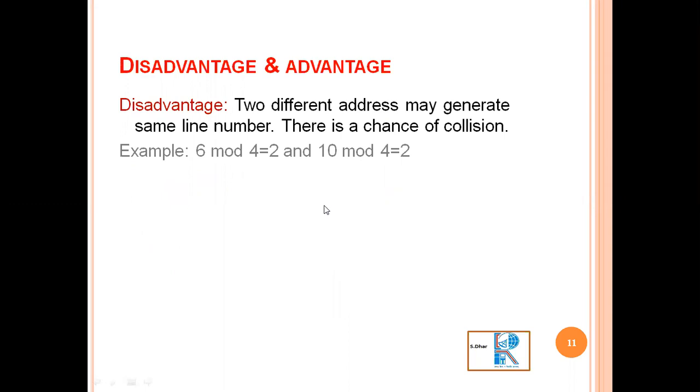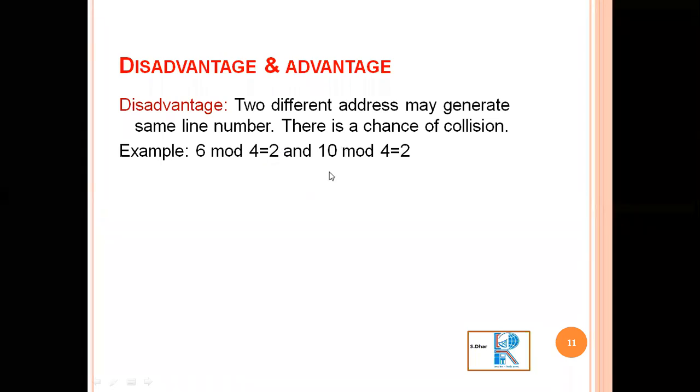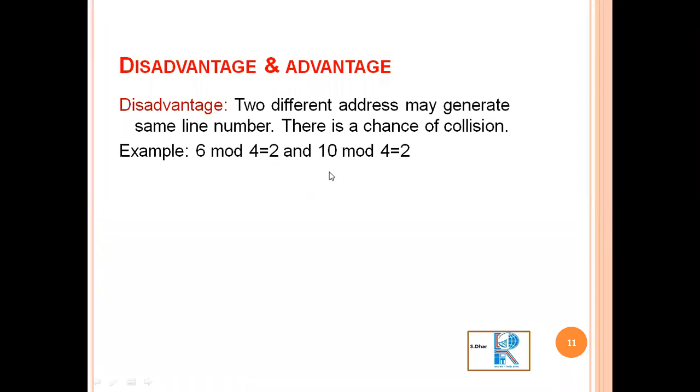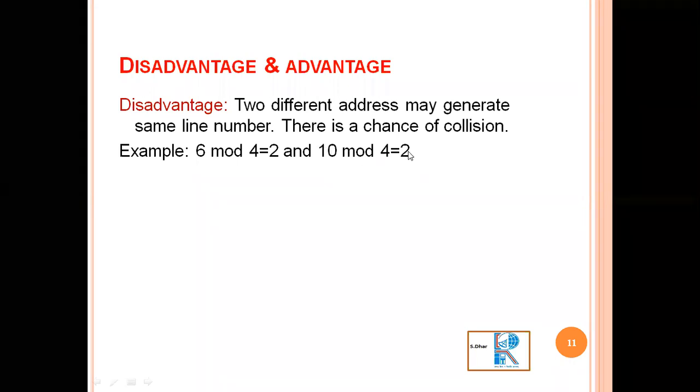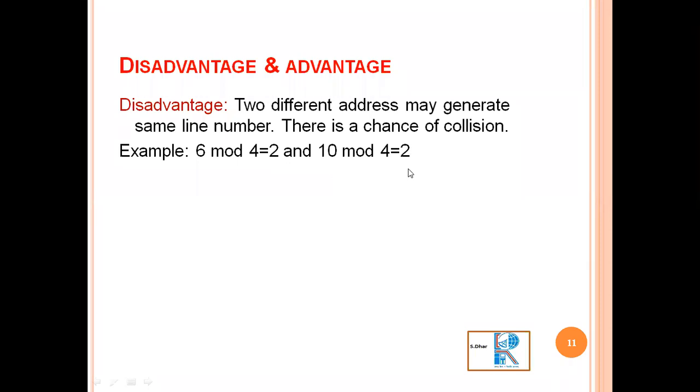What is the problem? See here, disadvantage is that 2 or more block addresses may generate the same line address. Example, suppose first block address is 6, number of the lines is 4, 6 mod 4, line address will be generated 2. Again, suppose after some time, another block address is generated, that is 10. So what is the line address? 10 mod 4, it is again 2. See here, line address is 2 here also, line address is 2 here also. That means both the block addresses are generating the same line address, though their tag field will be different.